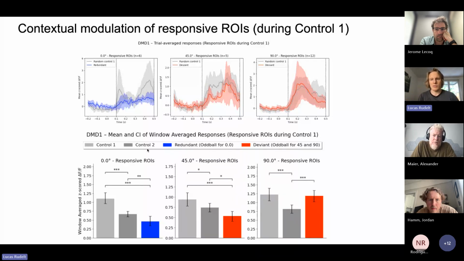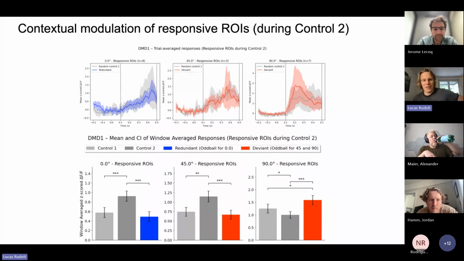Now what happens if we ask for ROIs that are active during the second control? And here what we see is that those are hardly depressed through the oddball condition, but show stronger deviant response. And interestingly, here we see a clear potentiation. So it seems that there are ROIs that are potentially not active in the beginning, but then through the repeated exposure to the 0-degree stimulus, there are some changes in responsiveness happening.